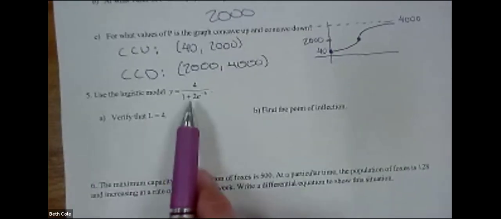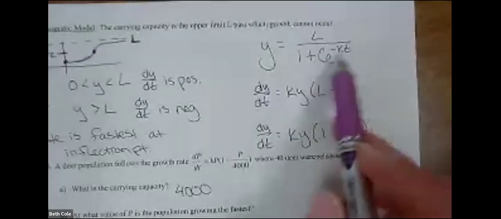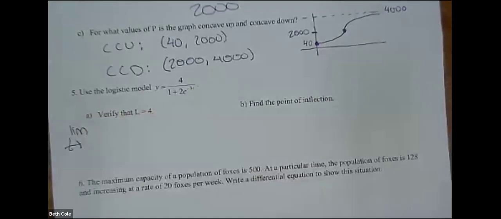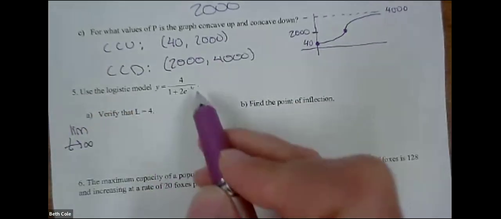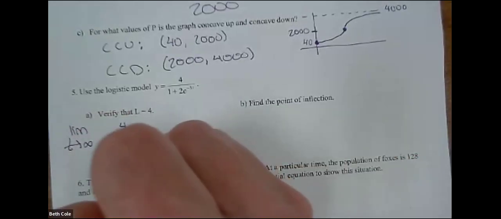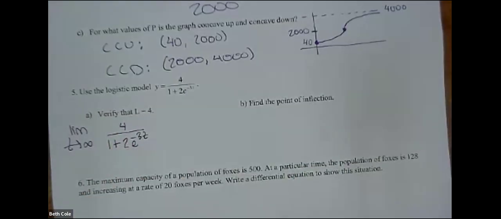Number 5, here's your model. Do you see how that follows this pattern? All right. So verify that your carrying capacity is 4. You want to do limit as time goes to what? You've got this. It's as time goes on. There you go. Infinity. You want time to just go on indefinitely and show that it's going to level off at 4. So limit as t goes to infinity of, I'm not going to read that thing.